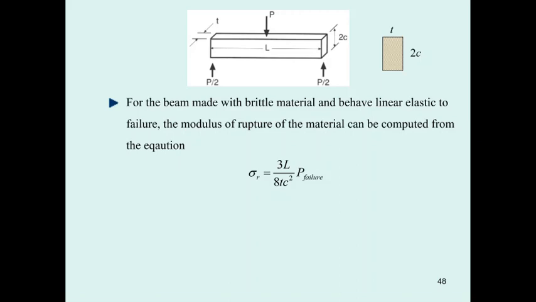Now, what is the maximum stress for a beam with brittle material? We have linear elastic behavior to failure. The beam is going to have behavior like this: this is P, this is delta, and it is going to follow this line and fail here. So this is the linear elastic range. Modulus of rupture is the stress at failure of the material, and it can be computed by this equation. How can we get this equation?